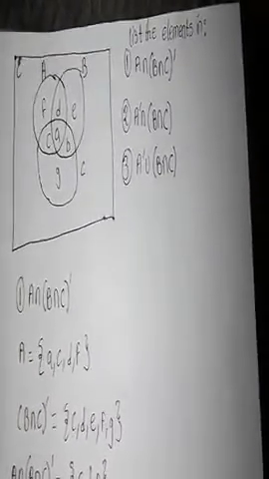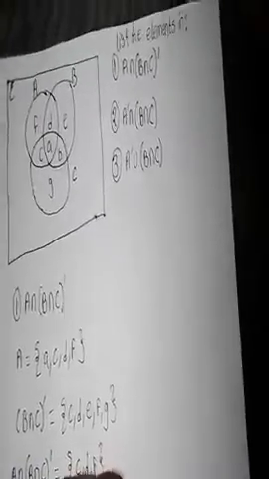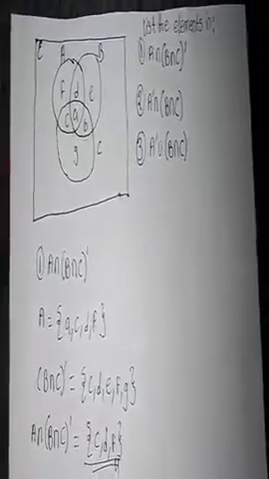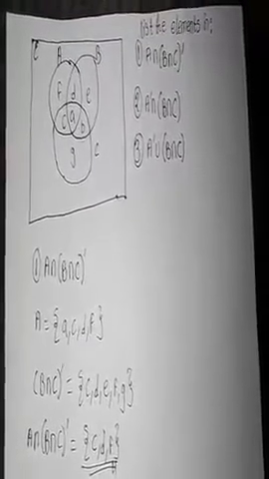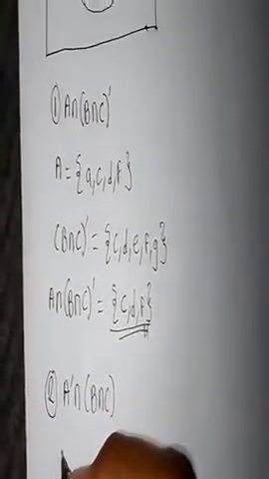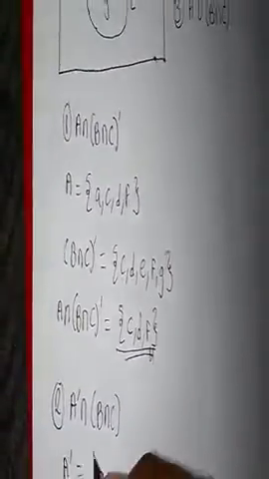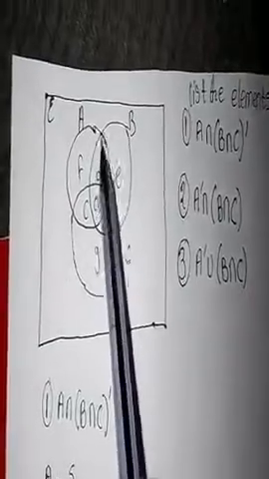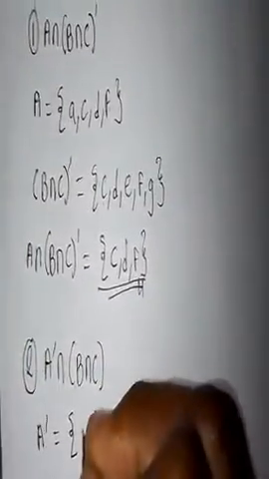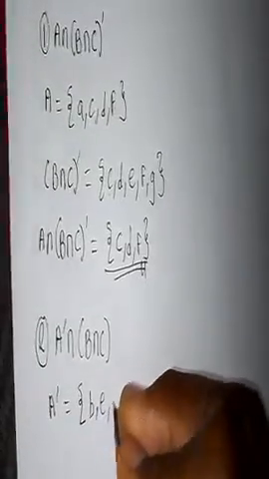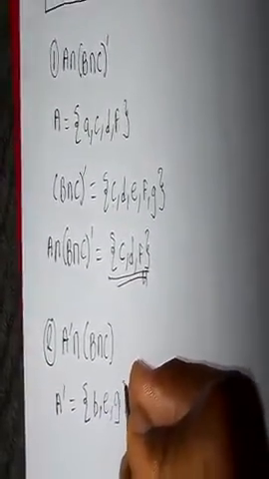So this is the answer for this question. So the next question is number 2. It's A complement intersection, open B intersection C close. So the same. So let's list the elements in A complement. A complement is equal to, so all the elements outside of A. So this set will be removed, and the remaining, which is B, E, and G. So these are the elements in set A complement.